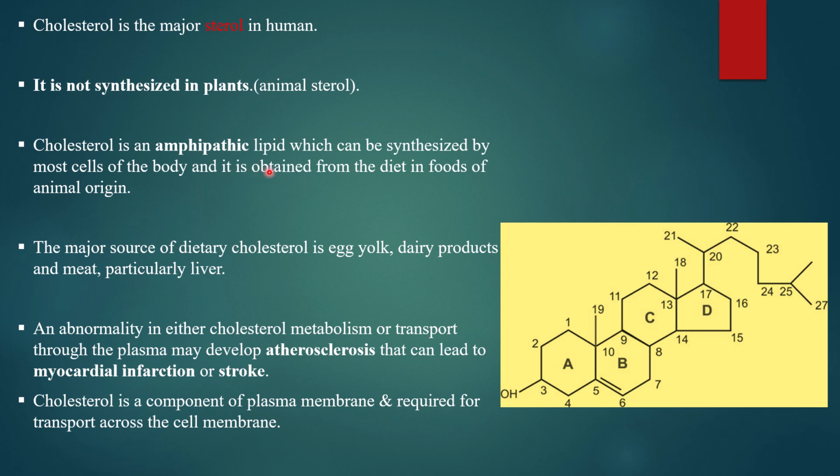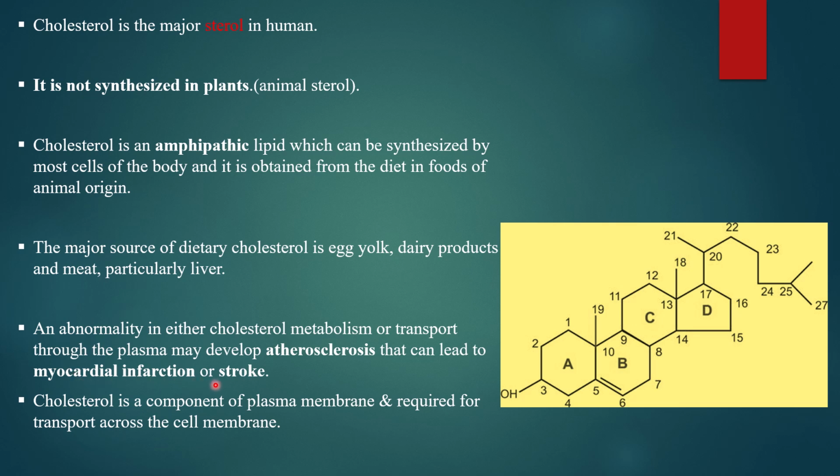Cholesterol is an amphipathic lipid which can be synthesized by most cells of the body, all nucleated cells, and is obtained from the diet in foods of animal origin. The major source of dietary cholesterol is egg yolk, a very rich source. The yellow content of the egg contains a huge amount of cholesterol, as do dairy products and meat, particularly liver.